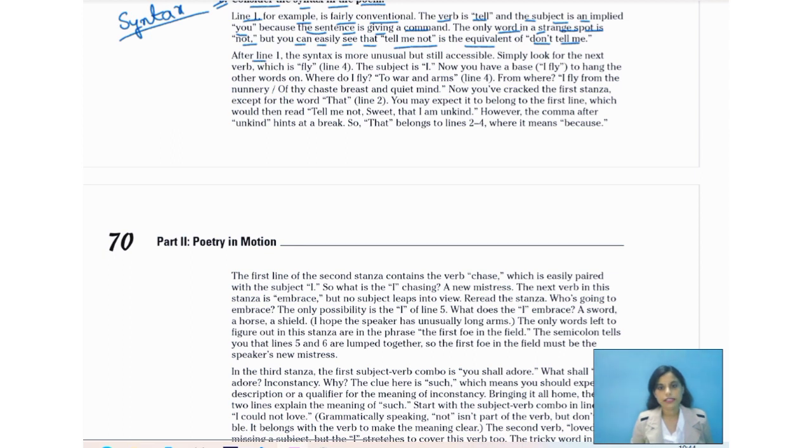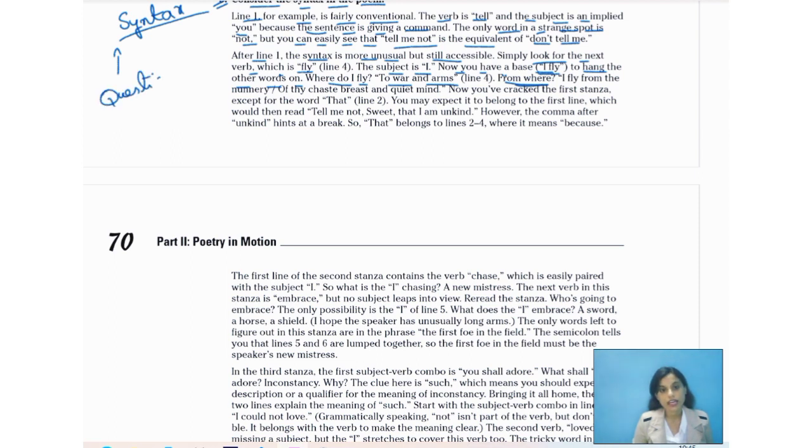Now, after line 1, the syntax is more unusual but still accessible. Simply look for the next verb, which is fly. The subject is I. Okay. Next verb is fly. Then you have I. Now you have a base, that is I fly, to hang the other words on. Where do I fly? To war and arms. Okay. So these are the different syntax that you can see all over the poem. You can ask that and then from where. Okay, so we are asking questions to the syntax.